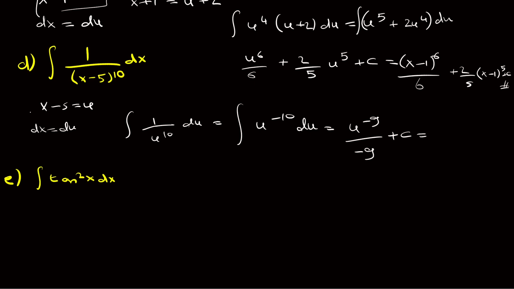Again, I don't know what u is. I have to write that back. Negative 1 over 9 times (x minus 5) to the power of 9 plus c is my answer.